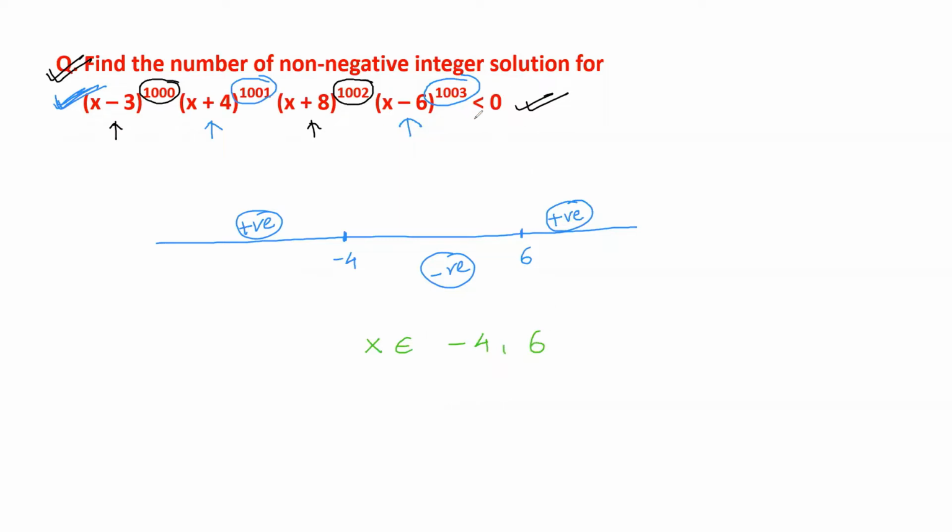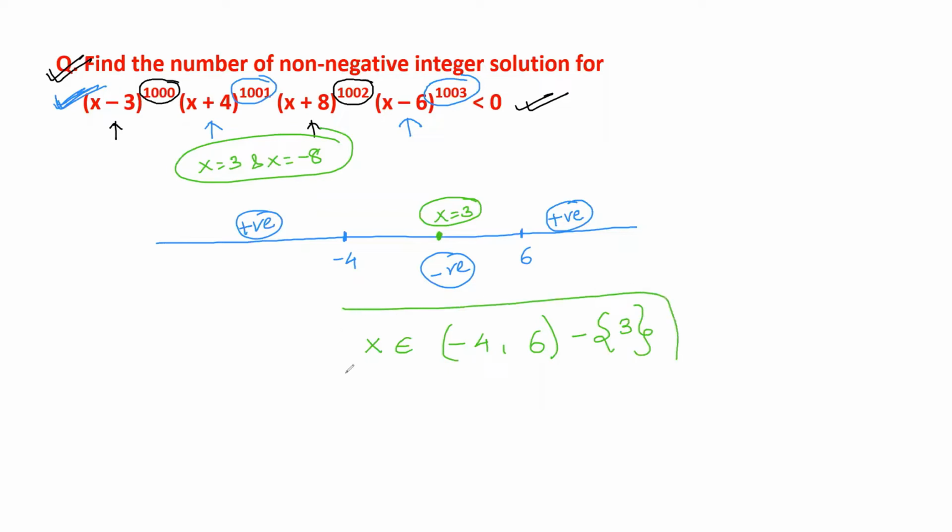Since the polynomial is not equal to 0 there, we close this with open brackets, that is, x is not equal to −4 and 6. But at x = 3 and at x = −8, this polynomial attains a value of 0. Between −4 and 6, we have the value x = 3, which would be somewhere here. So we need to subtract x = 3 from this range to get the final range of values of x which satisfy this inequality.